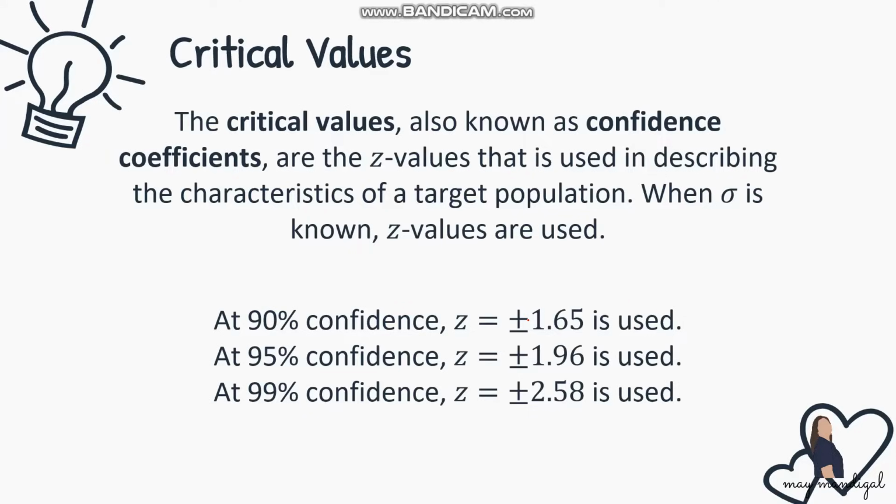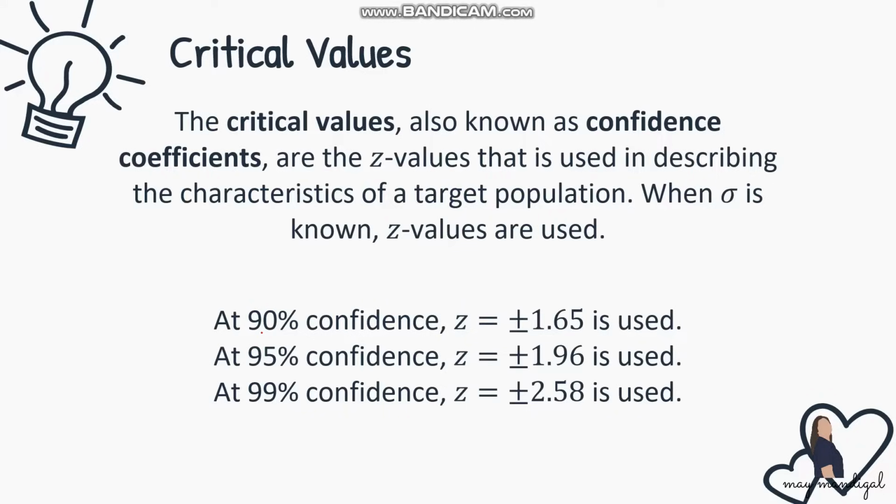Now there are three confidence levels that we're using, and for each confidence level, there are what we call the critical values, also known as confidence coefficients. These are the z-values that are used in describing the characteristic of a target population. When the population standard deviation is known, the z-values are used. So in the problem, if you already see that the population standard deviation is given, we will be using z-values. Now, all you have to remember is to memorize these 3 confidence levels and their corresponding z-values.